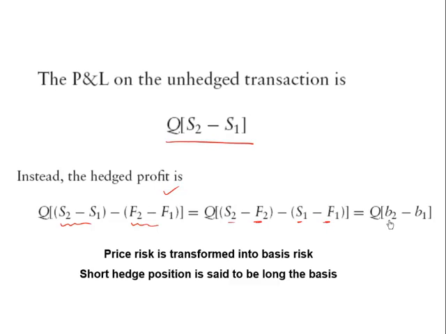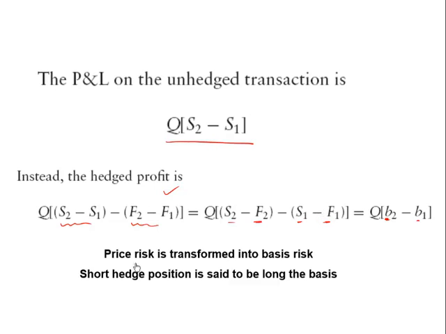S2 minus F2 is the ending basis, the difference between the spot and the futures. S1 minus F1 is the beginning basis. So the net payoff will now be B2 minus B1, that is, the absolute change in spot or forward doesn't matter. The risk is only a basis risk. That is, do the spot move in line with the futures, or do the futures move in line with the spot? If the basis changes, that is, if this difference doesn't remain constant, then there may be a slight gain or loss. In the previous example, we saw there was a slight gain.